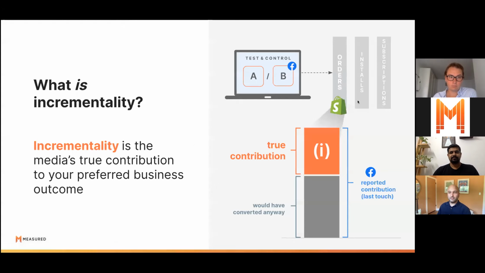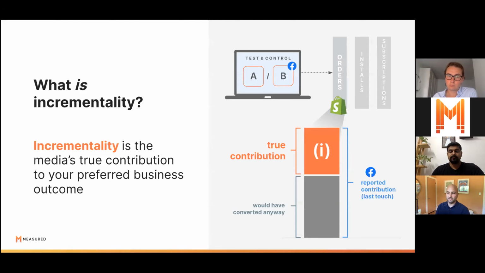So quick recap before we get into some of the demo and examples. What is incrementality? Some of the folks on this call may be very familiar with it already, but essentially incrementality is our ability to measure the true contribution of your preferred business outcome. So while any given platform, in this example, Facebook, may be reporting a last touch contribution of X amount, through experimentation that is tied to your particular source of truth transaction data, whether that be orders or sales or site visits or whatever particular data source, by using test and control methodology, we can highlight, hey, there was actually a huge percentage of those reported that actually would have converted anyway.